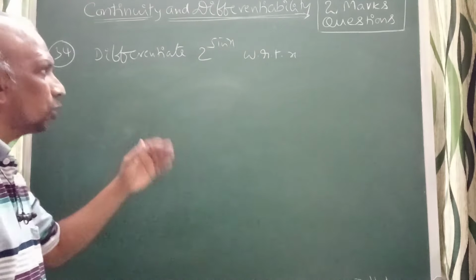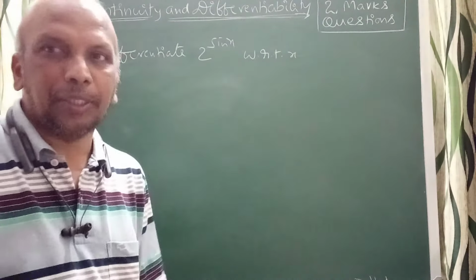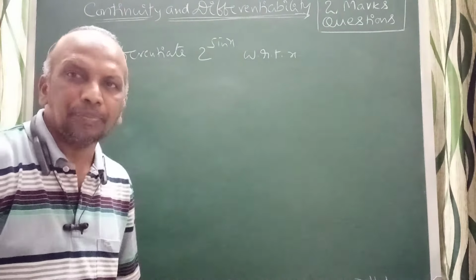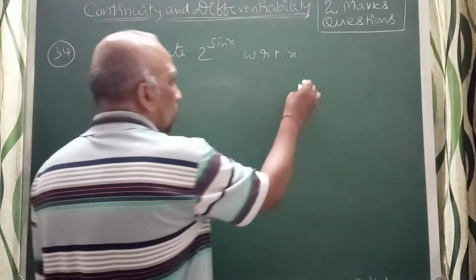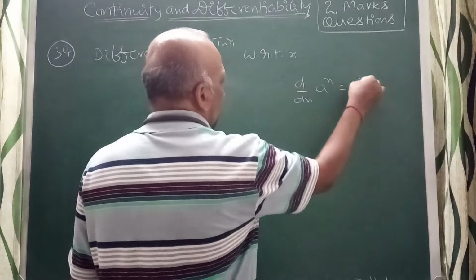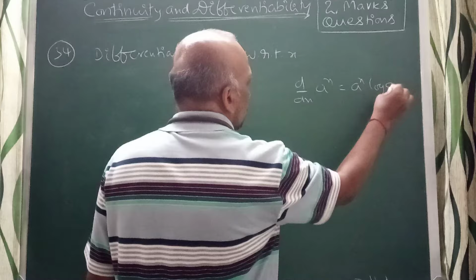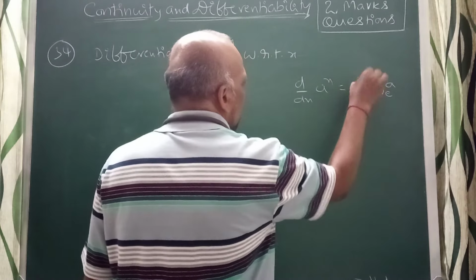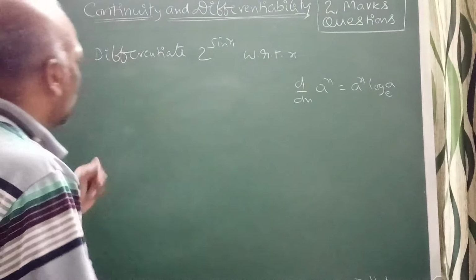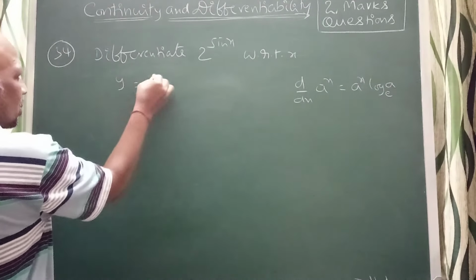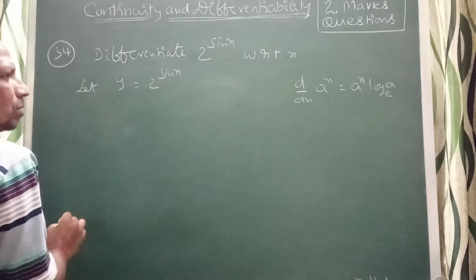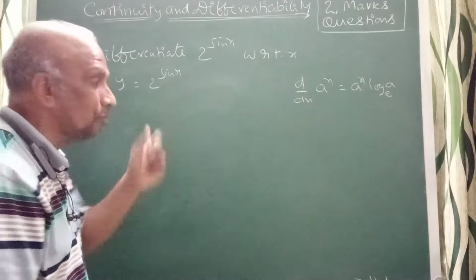See, differentiate 2 power sin x with respect to x. In this case, this is a simple problem. Before that, we should know d by dx of a power x is a power x into log a. So this is your formula, right? Now suppose you take y is equal to 2 power sin x. You can consider let y is equal to this, then ask for the derivative of this.